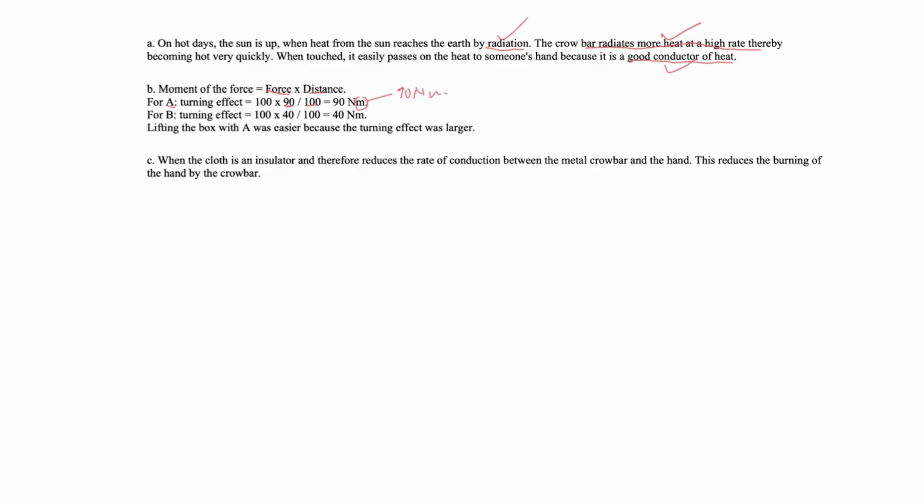Then for position B, it was 40 centimeters from the turning point, so I divided that by 100 to get the meters. Then we multiply the 100 times the 0.4 to get the 40 Newton meter. So we identified which position would cause a greater turning effect. That was position A. So we came down and concluded lifting the box with A was easier because the turning effect was large. So you compare 90 with 40.